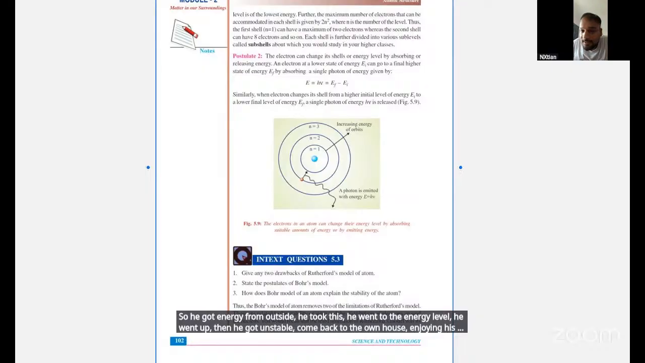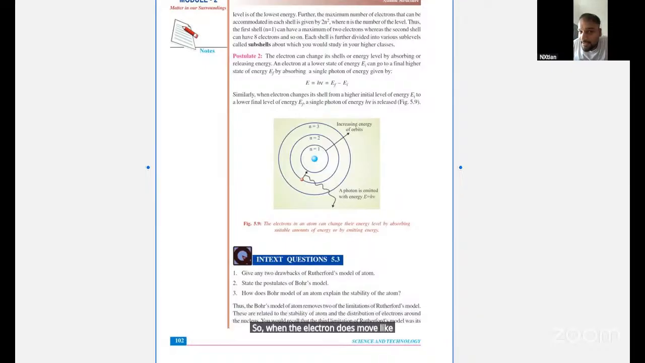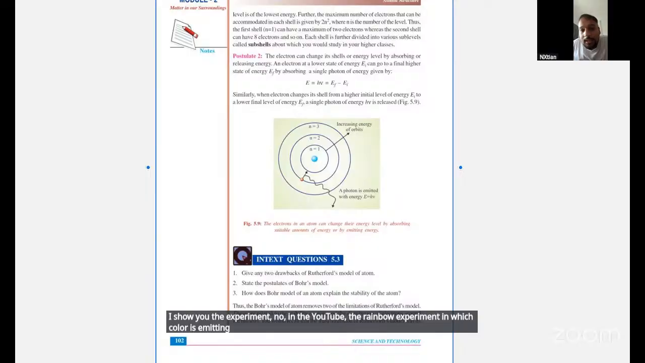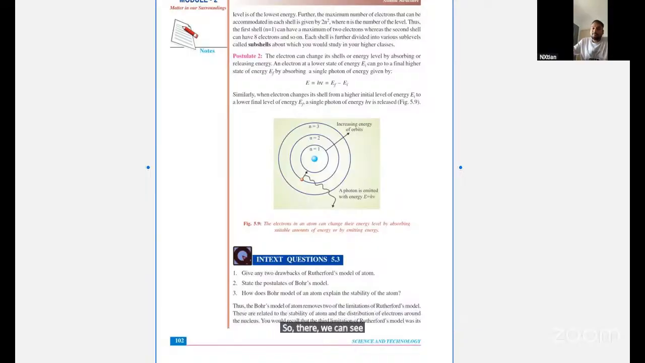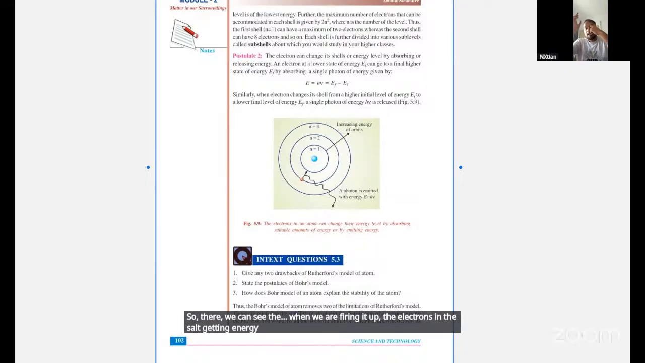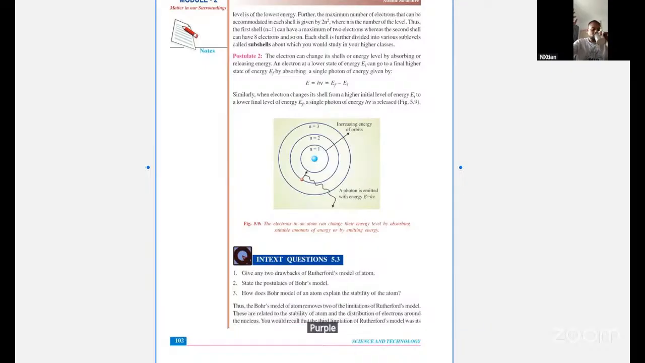So when the electron moves like this, what results can we see? I showed you the experiment on YouTube, the rainbow experiment in which color is emitted. There we can see that when we are firing it up, the electrons in the salt get energy and go to a higher energy level. Now unstable, they come back and radiate the energy in the form of red, green, yellow, purple, like that.